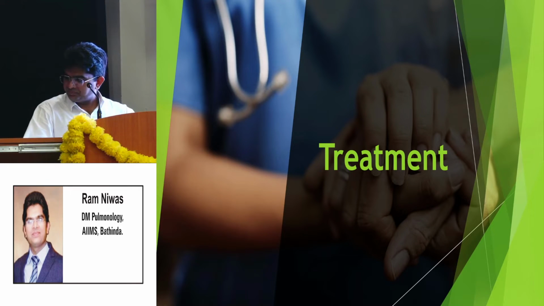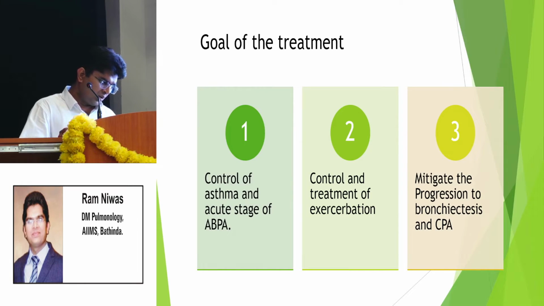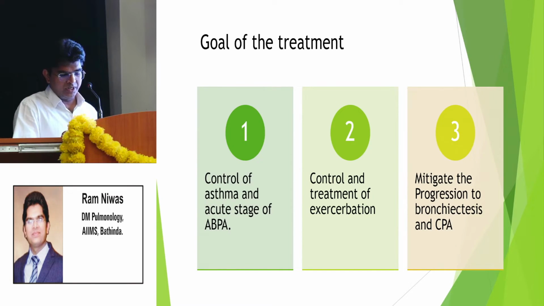Now coming to treatment. The goals of treatment are to control asthma, to control the acute stage of ABPA, to treat exacerbations, and to mitigate the progression of bronchiectasis.